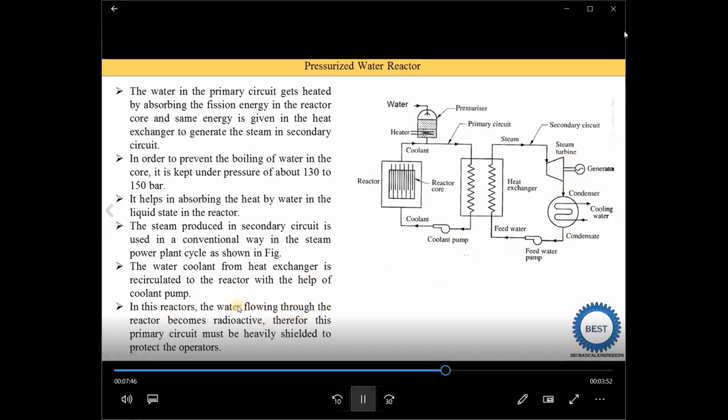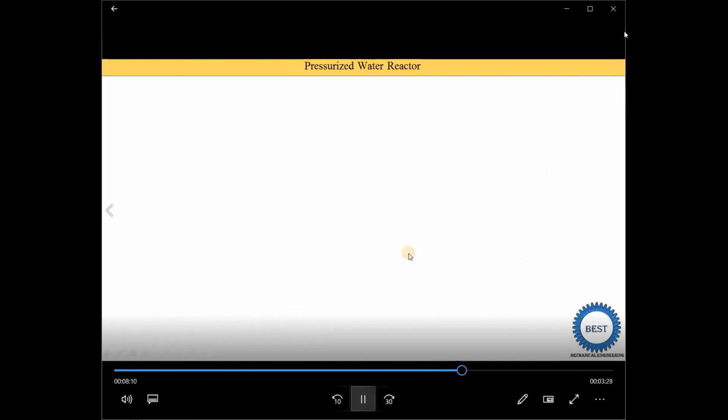The water flowing through the reactor, from this part, is radioactive. Therefore, this primary circuit must be heavily shielded to protect the operator. We need to shield only this primary portion. Shielding of the secondary circuit is not required because indirect heat transfer takes place here. So only the primary circuit is shielded.